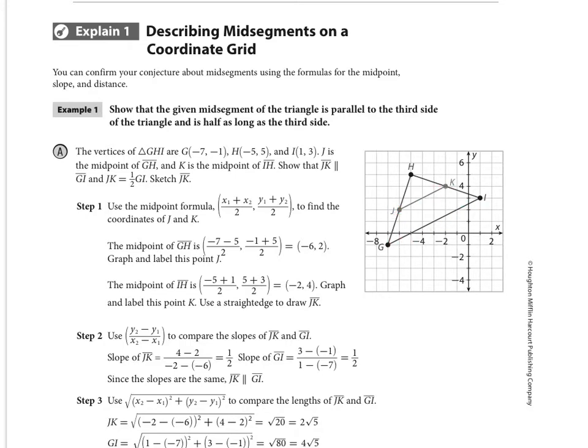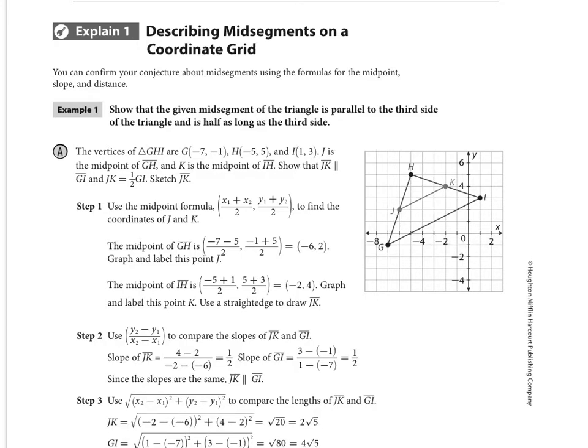So is JK somehow parallel to GI? And also, is it half as long as the third side? It looks to be about half as long, but let's see if we can prove that with the geometry in the coordinate plane here. So the vertices that are given are -7, -1, -5, 5, and 1, 3.